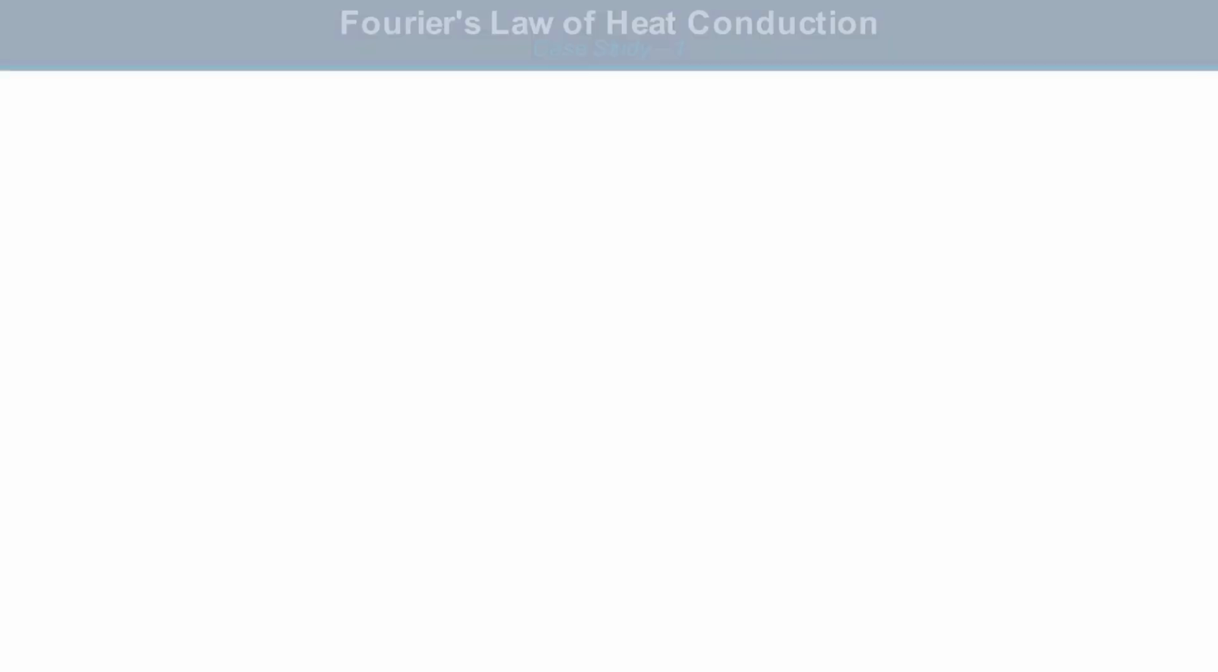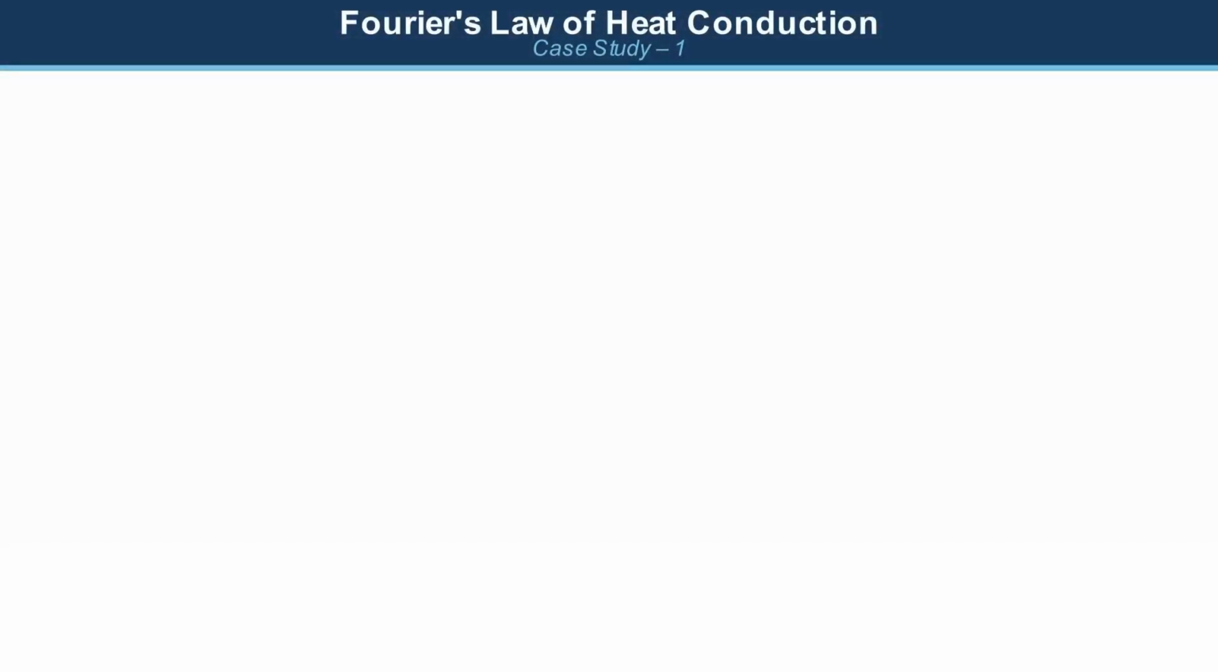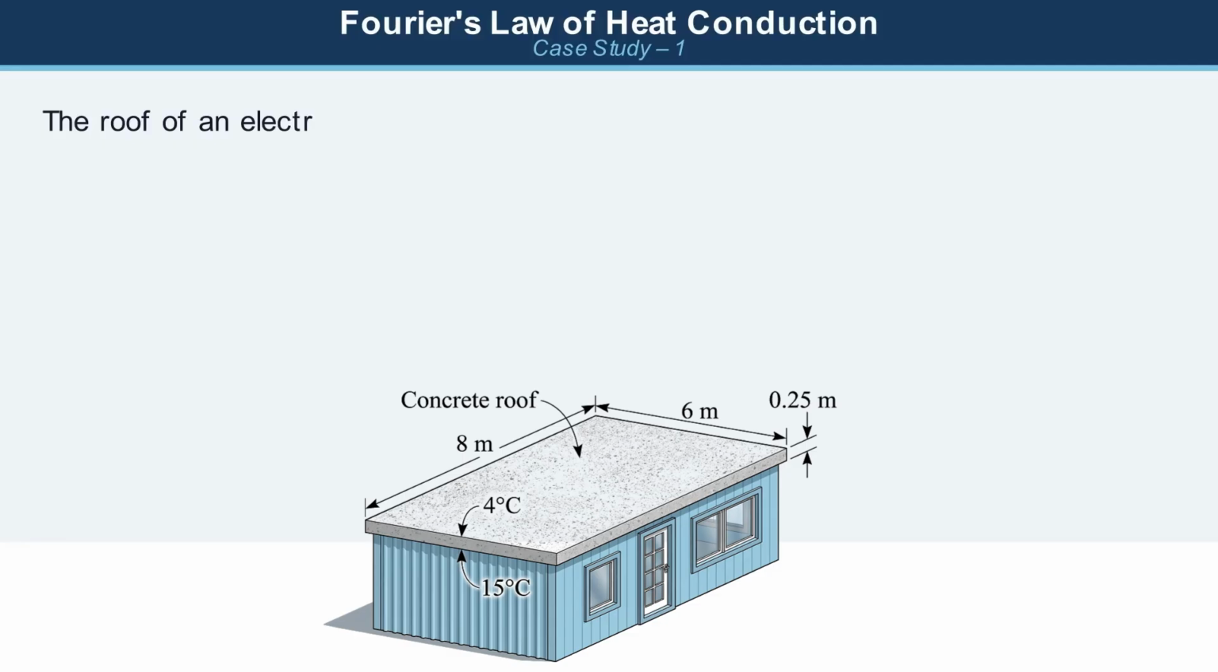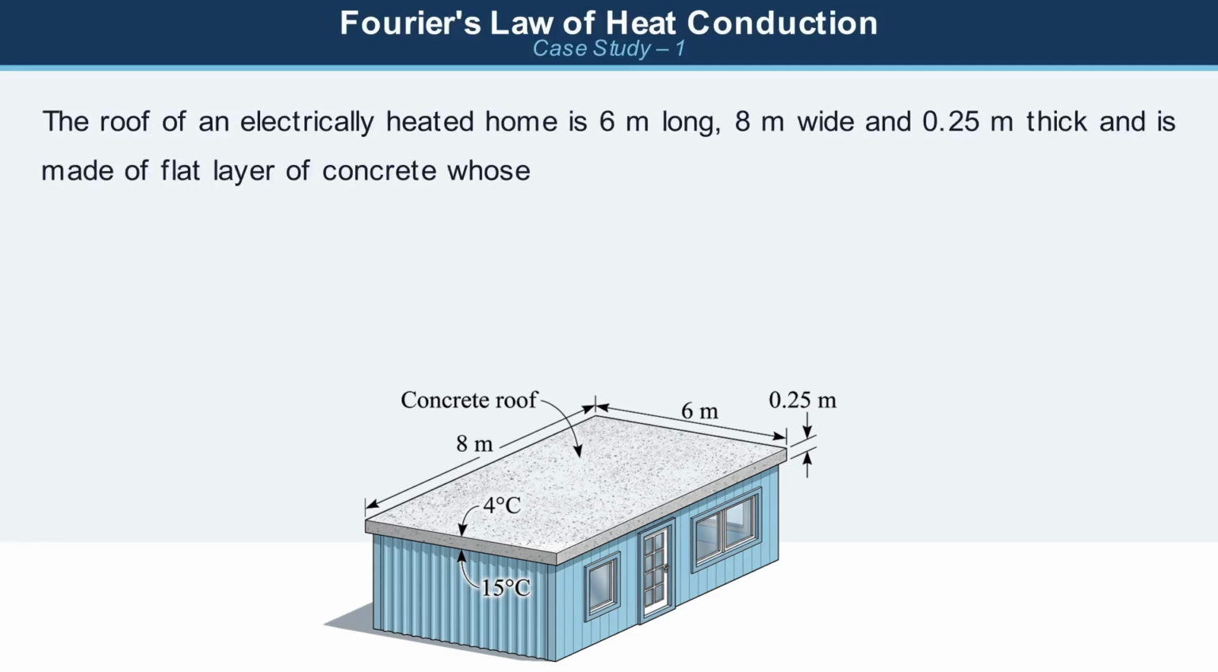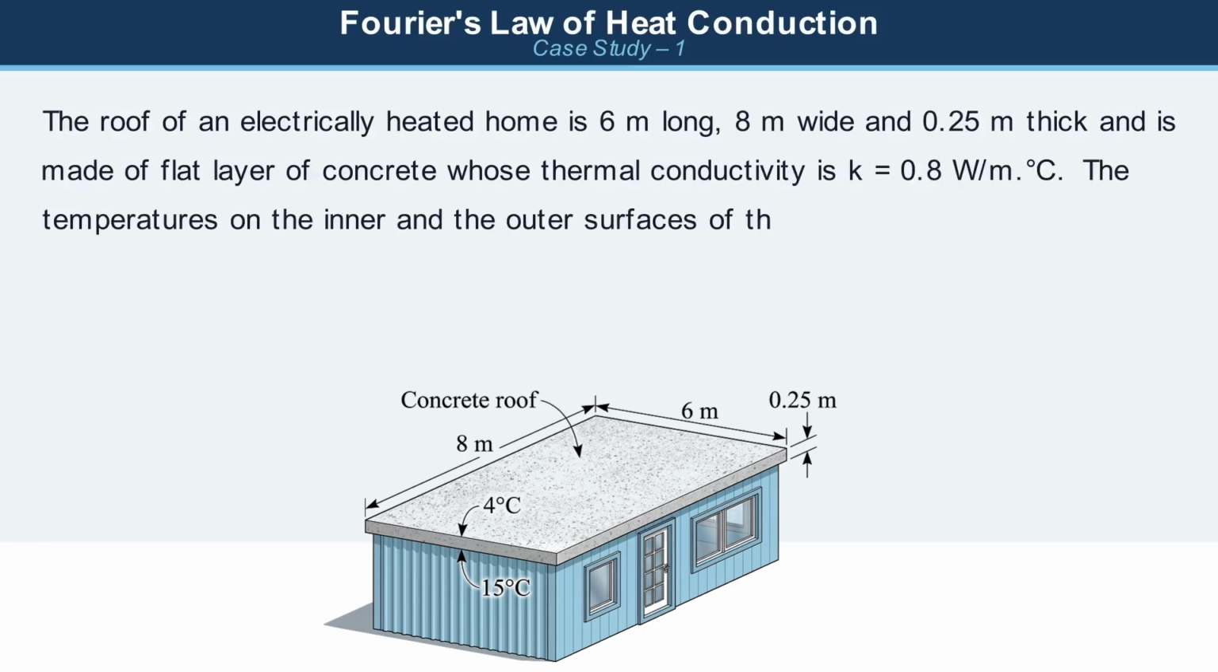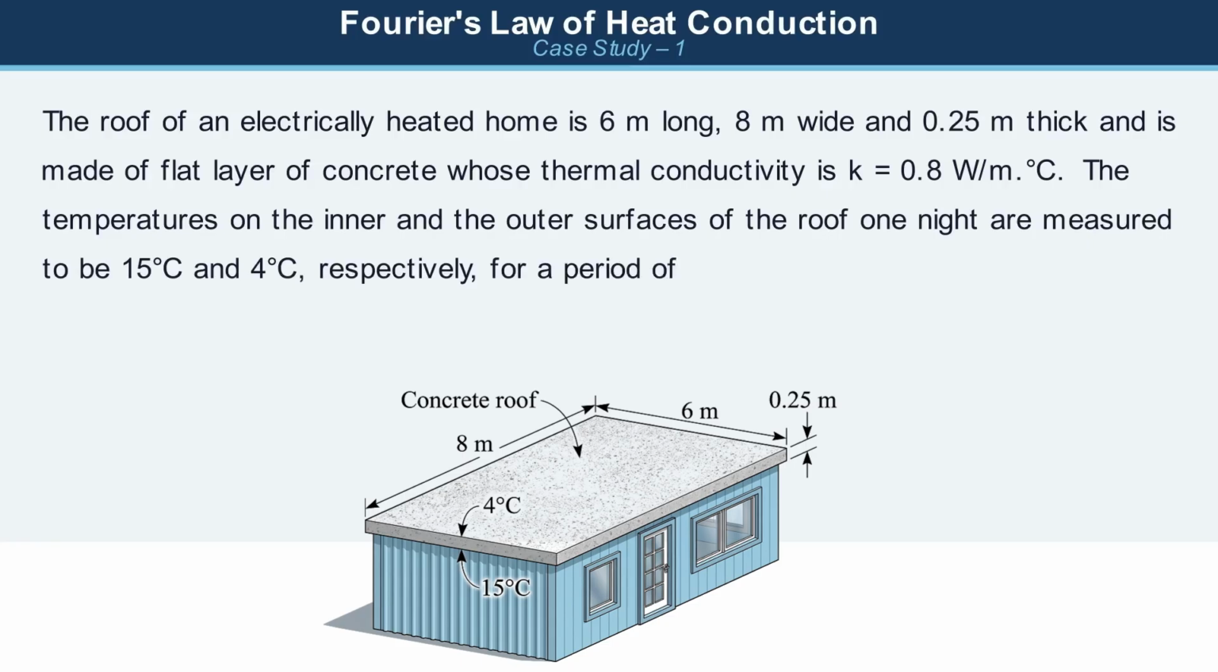Let us read the problem carefully. The roof of an electrically heated home is 6 meters long, 8 meters wide, and 0.25 meters thick, and it is made of a flat layer of concrete whose thermal conductivity is 0.8 watts per meter degree Celsius.